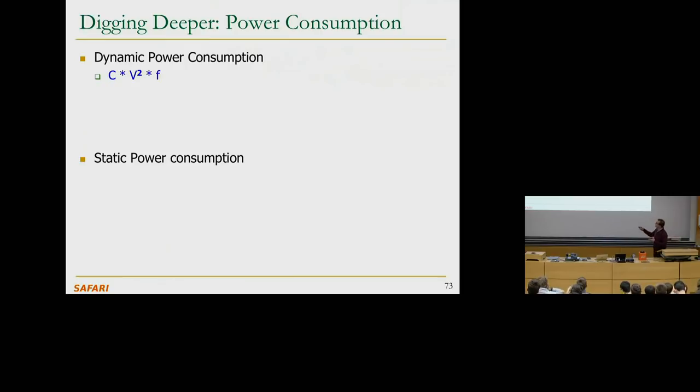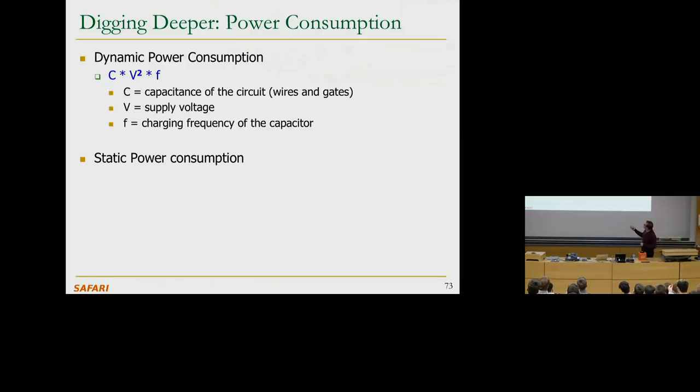And this is expressed this way. It's proportional to the capacitance of the circuit, the square of the voltage, and the frequency at which you switch. If you really want to understand why this is the case, basically you're switching the capacitor, charging and discharging it. Charging and discharging the capacitor takes CV squared, and the frequency of switching multiplies how many times you actually consume energy by charging and discharging the capacitor.